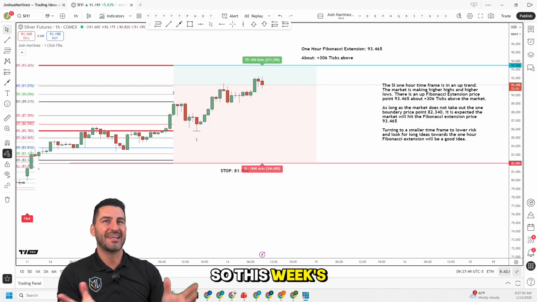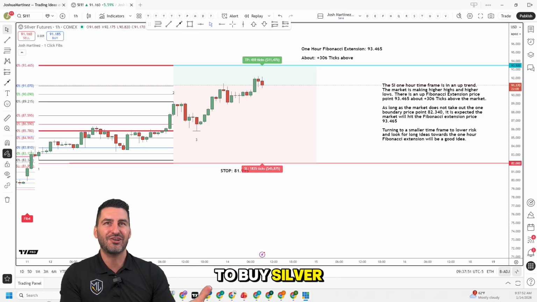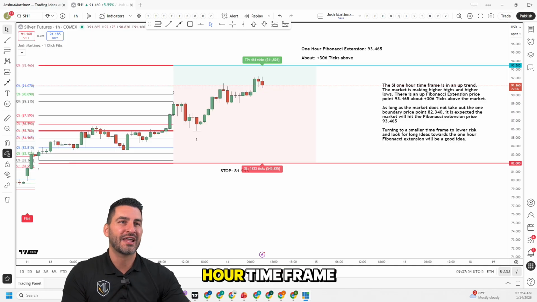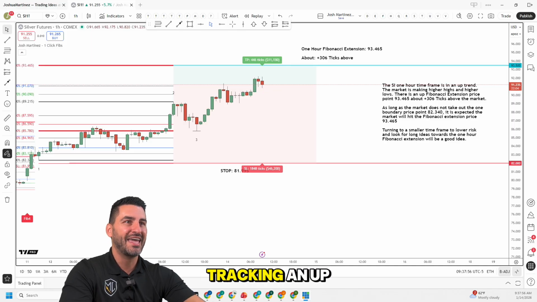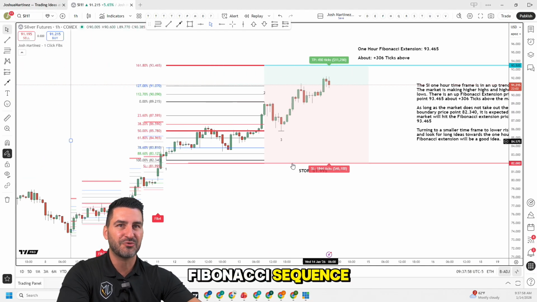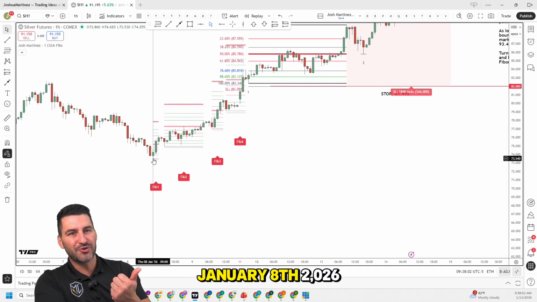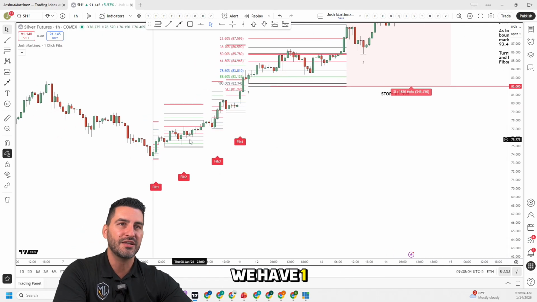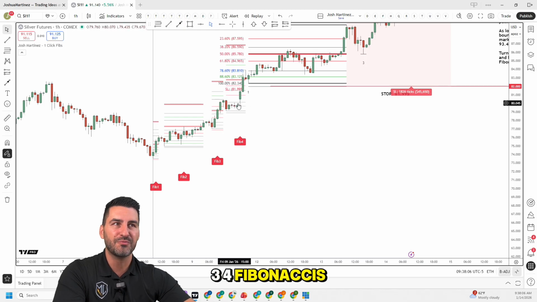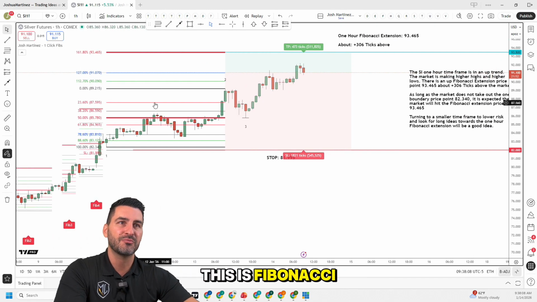So this week's idea is looking to buy silver, SI, on a 1 hour time frame. Now we are tracking an up Fibonacci sequence starting from the most recent trend, which is from January 8th, 2026. We have 1, 2, 3, 4 Fibonacci's that have already worked. This is Fibonacci number 5.